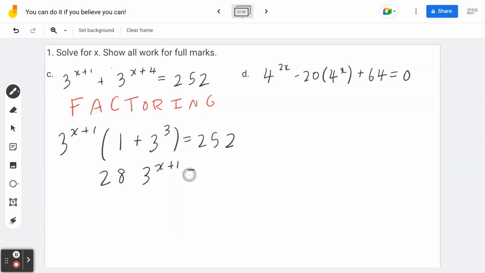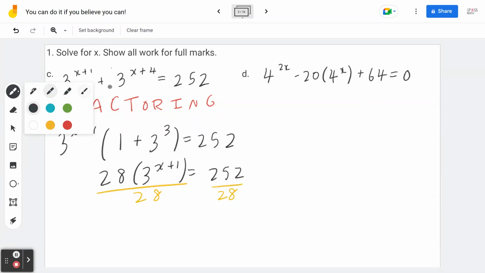And of course, the opposite of multiplying by 28 is to divide by 28. So again, I'll grab a different color for you, and I'm just going to divide both sides by 28. And of course, on the left-hand side, 28 divided by 28 is going to be 1. On the right, again, you can do mental math. You can grab a calculator. 252 divided by 28 is going to be 9.